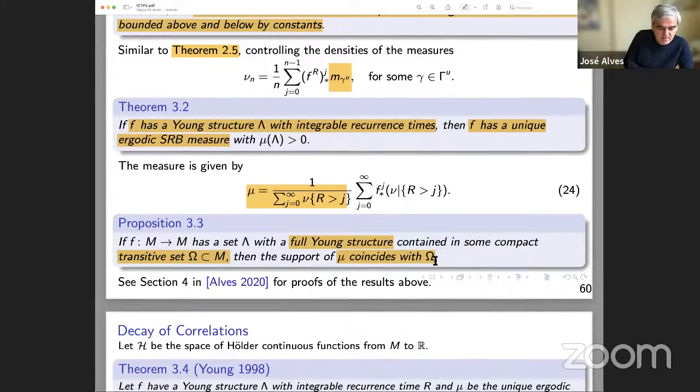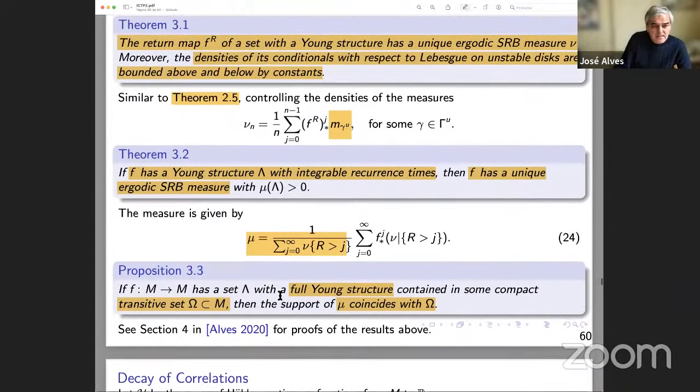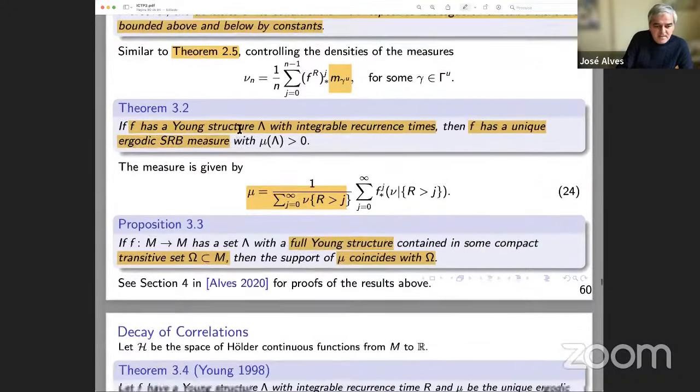So I recall that full Young structure means the unstable disks that define lambda are contained in lambda. So you can see proofs. Well, they are similar, of course. Technically they are somewhat more involved than in the previous situation of Gibbs-Markov map, but the ideas are the same.